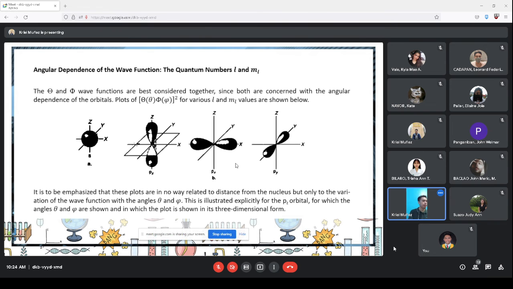Okay. Yeah. And then the last part natin ng topic na to is anong subtopic for this modules, the angular dependence of the wave function, quantum numbers L and M sub L. Okay?